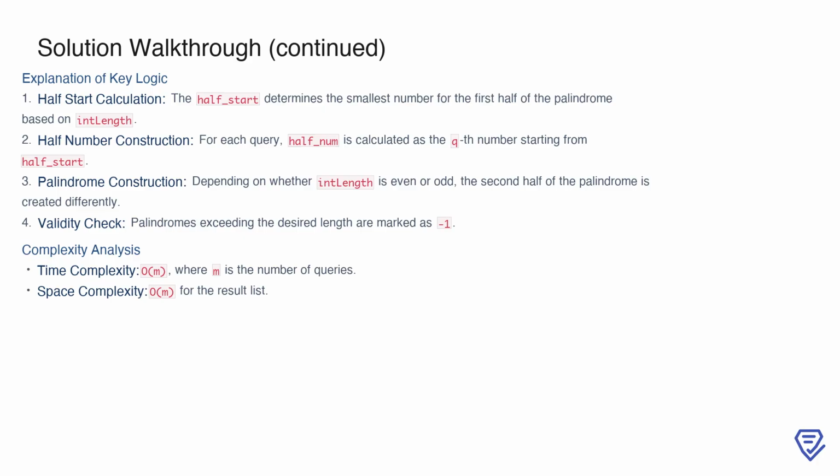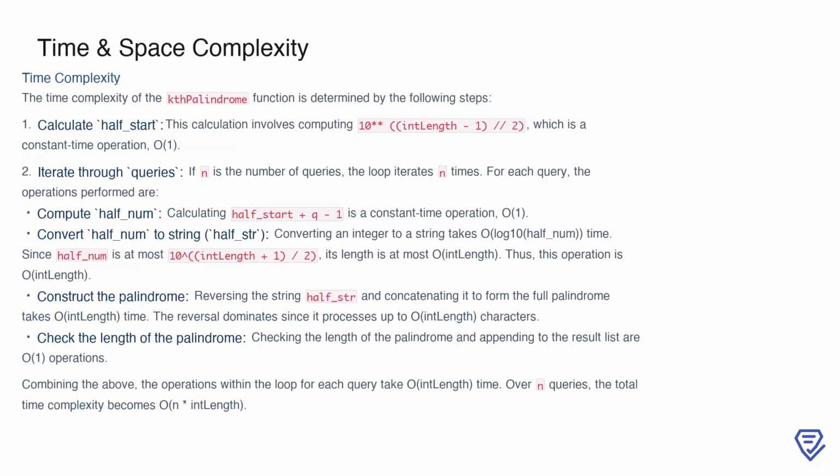In terms of complexity, the solution processes each query in constant time, leading to a time complexity of O(m), where m is the number of queries. The space complexity is also O(m), as we store the results in a list. The time complexity of the kth palindrome function can be broken down step by step.